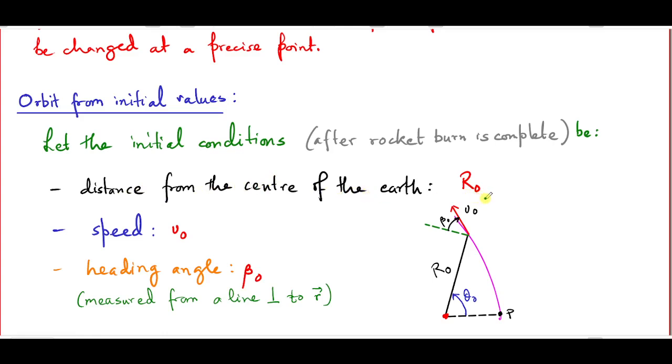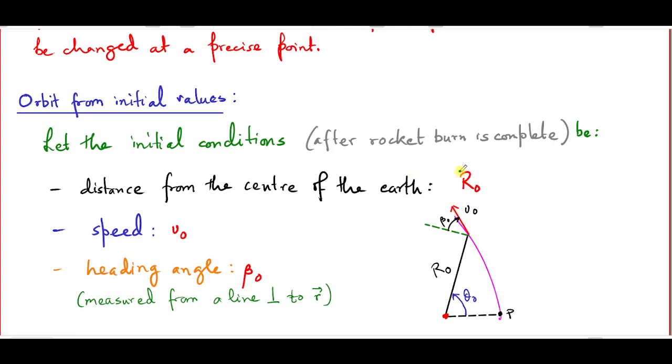I would have loved to call this small r0, but we have already used small r0 for another parameter, the parameter that's in the equation for the conic section. So we have to live with capital R0. Let the speed of the satellite at that instant be V0 and the heading angle be beta 0. Now this heading angle is the angle which the velocity of the satellite at any given instant makes with the line which is tangent to the radius vector. So basically, this is the radial direction measured from the center of the Earth as the origin. This is the cross-radial direction. And beta 0 is the angle which the velocity makes with the cross-radial direction.